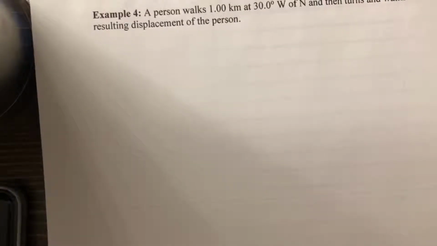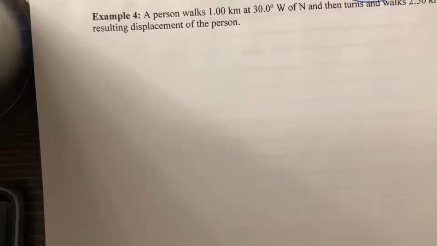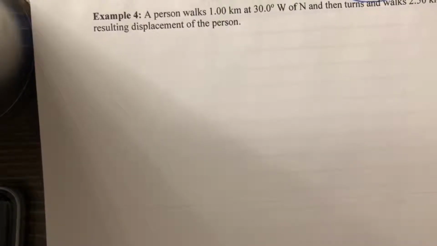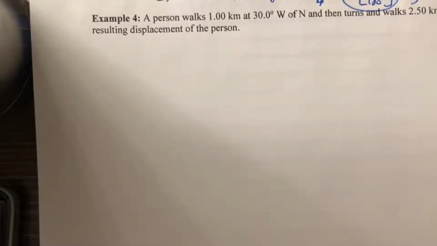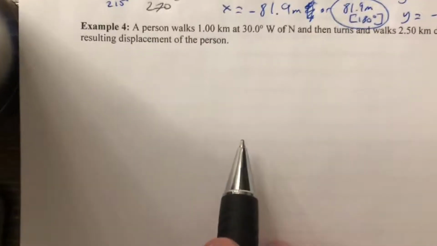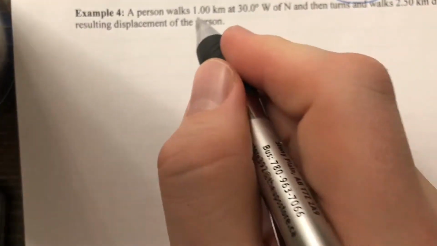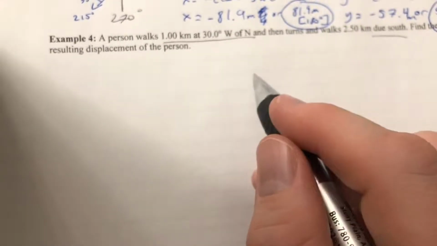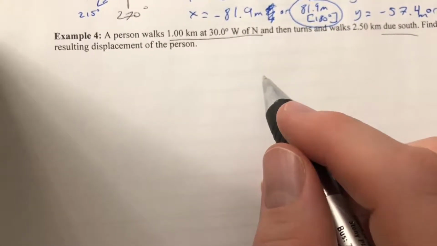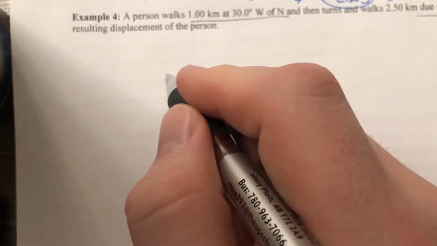Okay, for our fourth example, and this is very similar to the ones that start off on section 2.2 in the homework. Now you've got two parts happening. So the person is walking this time 1 kilometer at 30 degrees west of north, and then they turn and they walk 2.5 kilometers due south. And we have to find the resulting displacement of the person, so where they ended up. So think about what's kind of happening here.